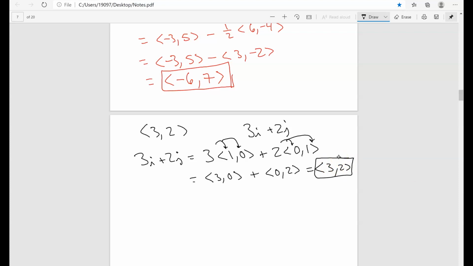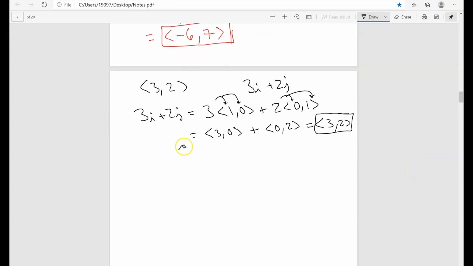So i and j are vectors. If you look at the vectors themselves, you can see that i goes in this direction, j goes in this direction. So these are standard vectors. Here is 1, 0, and here is 0, 1. It's just a really nice way to rewrite vectors. They're unit vectors, and that's how they work.